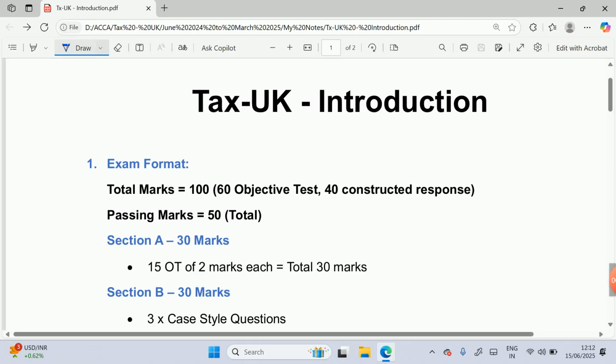So talking about the exam format of the TX exam, it is a skill level paper for 100 marks, right? 60 marks will be objective test questions, that is your MCQs, and 40 marks is the constructed response question. Since this is a computer based exam, you need to do this on the computer, using Word and Excel. Okay, this will be provided to you in your exam.